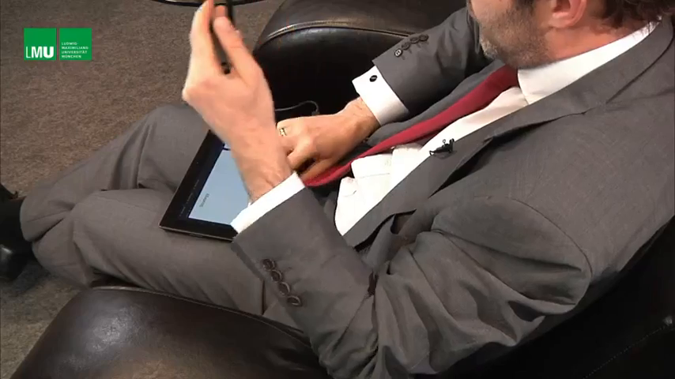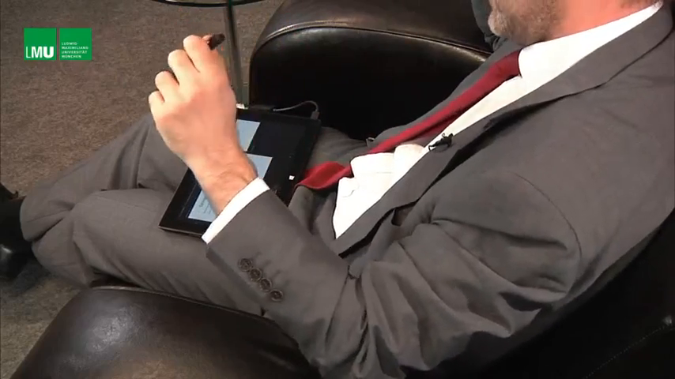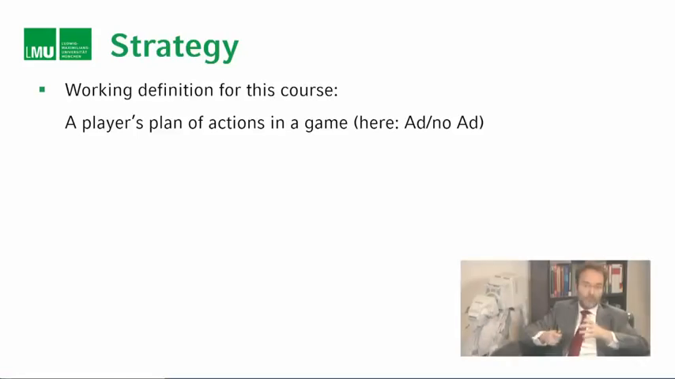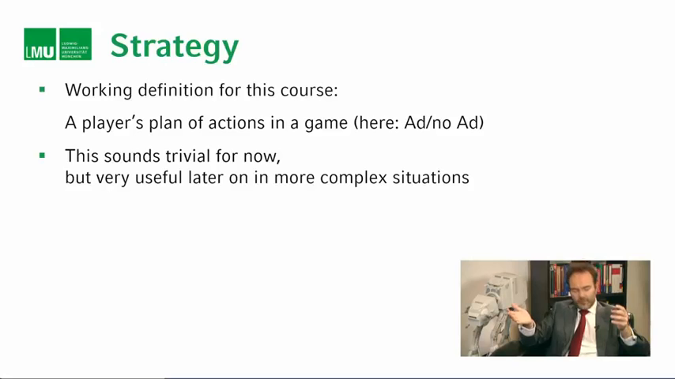And what's important is basically what we mean by a strategy, right? So after all, you're taking this course to learn about competitive strategy. And for that, we need to have a working definition for this course. And the working definition for now is: a strategy is a player's plan of action in a game. Okay, so here it is fairly simple. We have two choices. We have to run an ad campaign or not to run an ad campaign. For now, this sounds very simple, even trivial, but it's going to be very useful later on to know what a strategy is when we're trying to analyze more complex situations.